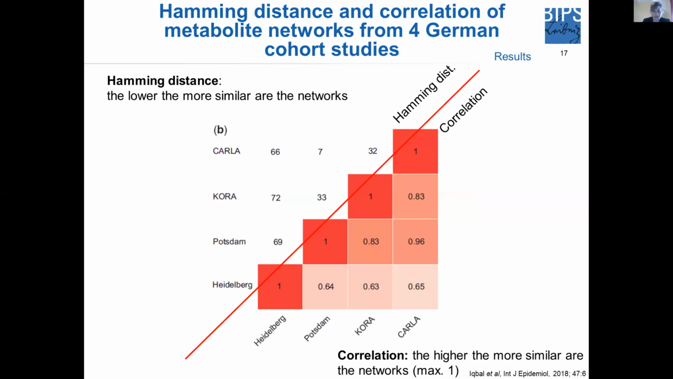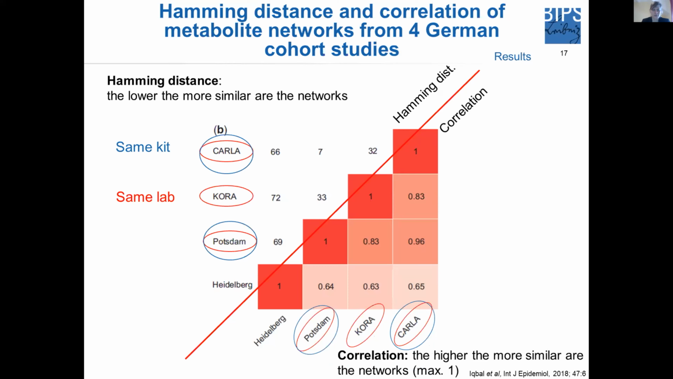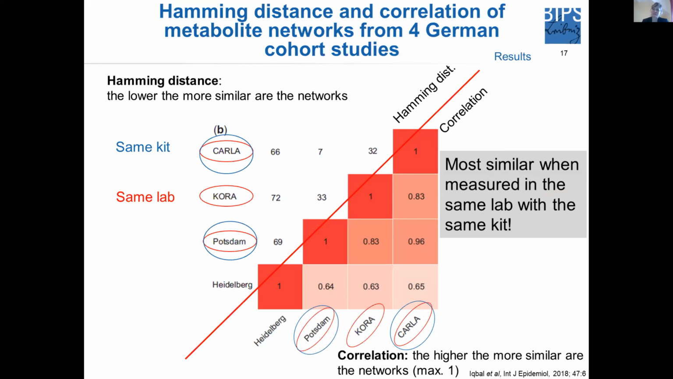However, what you also see, you would expect that Potsdam and Heidelberg are quite similar because they are from the same large cohort, just different study centers. But you see they have the lowest correlation of metabolite networks. And one reason for this may be, well, CARLA, KORA, and Potsdam were all measured in the same lab. Unfortunately, Heidelberg was a different lab. And you can also see CARLA and Potsdam used the same kit. So you can say the networks are most similar when measured in the same lab and also with the same kit. And I think this also has some implications for future studies.